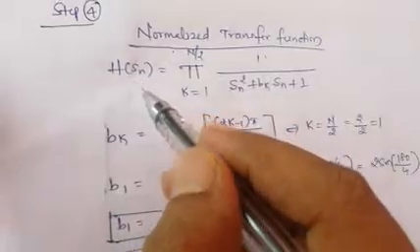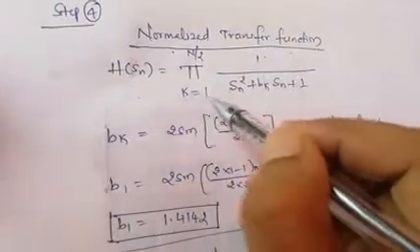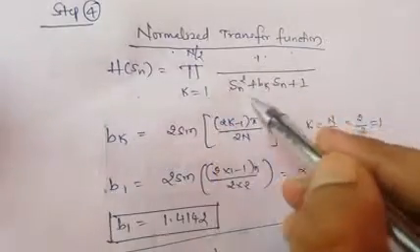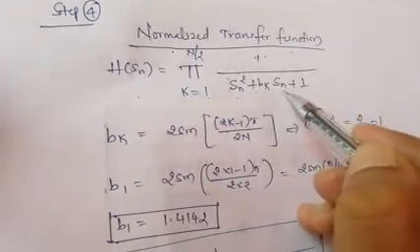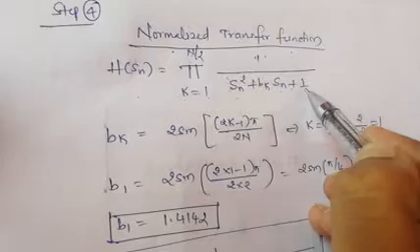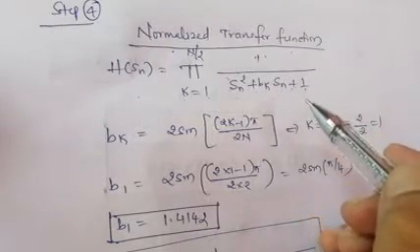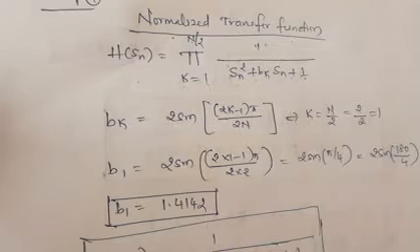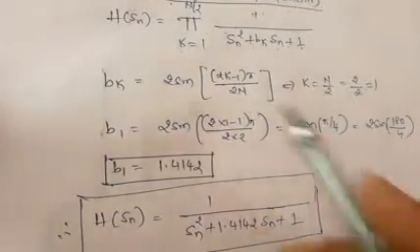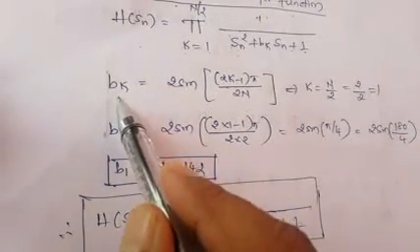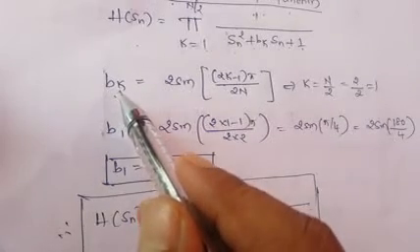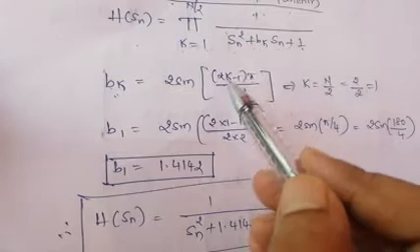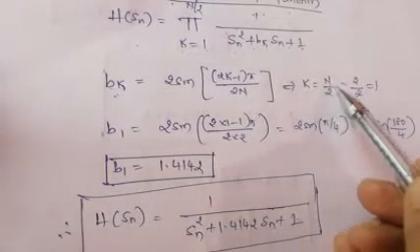Next step is normalized transfer function. Formula for that, H of Sn equal to product over k equal to 1 to N by 2, where N indicates order of the filter, 1 divided by Sn square plus bk Sn plus 1. This is the same formula. Already regarding this formula we discussed in the last video, designing of Butterworth filter using IIT. Same concept is there. First calculate the value of bk. In order to calculate the value of bk, we must know the value of k, because in the bk formula k is there. So calculate k value, k equal to N by 2.